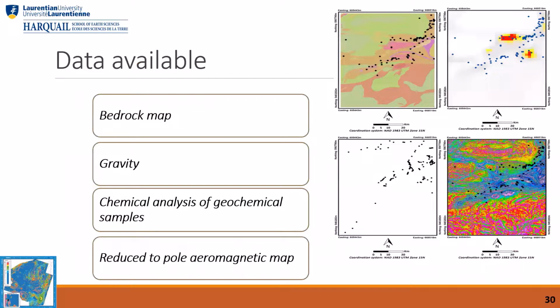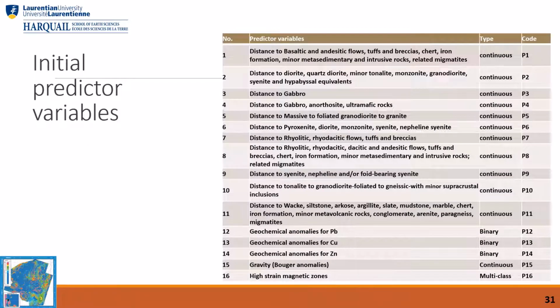As I presented in my previous talk for Metallurgs, we used a number of different data sets. We have our bedrock map, we have our gravity data sets, and we have our geochemical data sets. We also have our airborne magnetic data sets. So what we have done is that we have tried to define a number of different predictor variables.